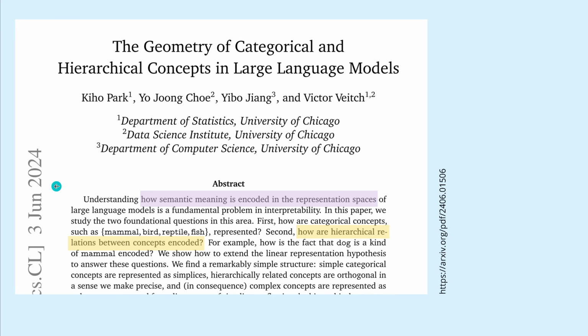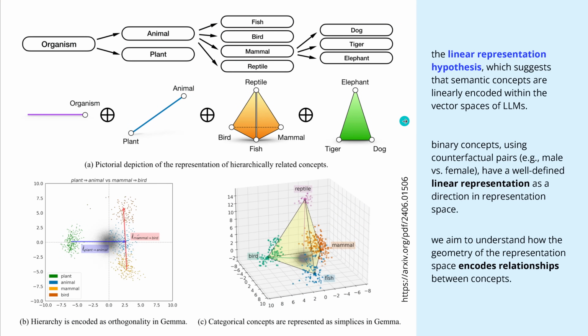June 3rd, 2024. There's a beautiful paper on the geometry of categorical and hierarchical concepts in LLMs. They say, hey, how is the semantic encoding in our representation space? And what if we have a more complex concept that we want to encode? They have a beautiful, rather mathematical explanation. They start with a linear representation hypothesis, which suggests that semantic concepts are linearly encoded within the vector spaces of LLMs. And the binary concept, for example, a counterfactual pair like male versus female, has a well-defined linear representation as a direction in the representation space.